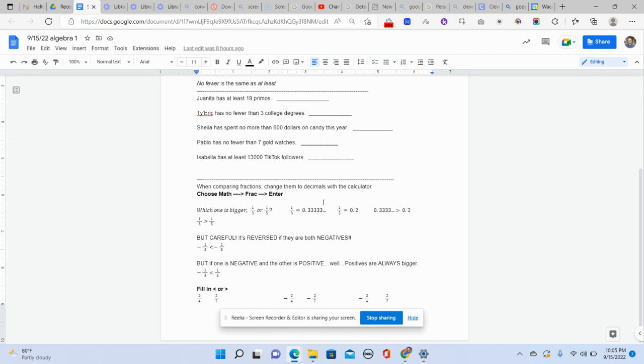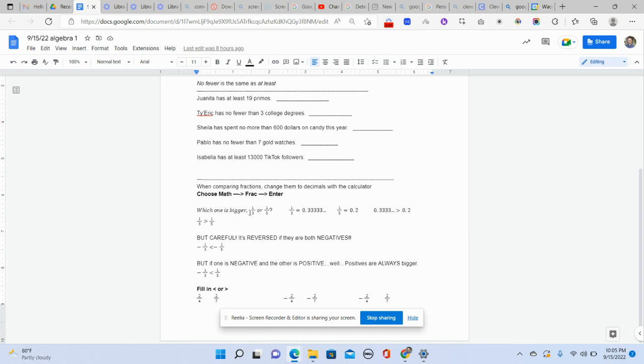And then down here, we have that sometimes students have a difficult time comparing fractions. Which one is bigger, 1/3 or 1/5? You might think, oh, well, 5 is bigger than 3. But be careful, fractions can be tricky.